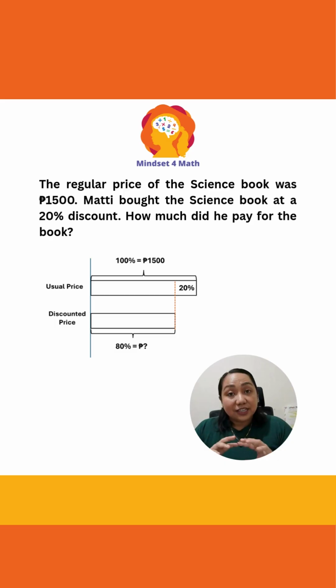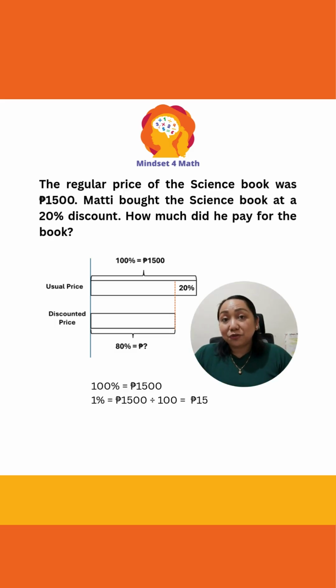Then, for the discounted price, I will label that 80% because 100% take away 20% is 80%. And I will mark that with a question mark because I don't know yet how much is 80%. Now, we can't compute for 80% if we don't know what 1% is. So let's start with that.